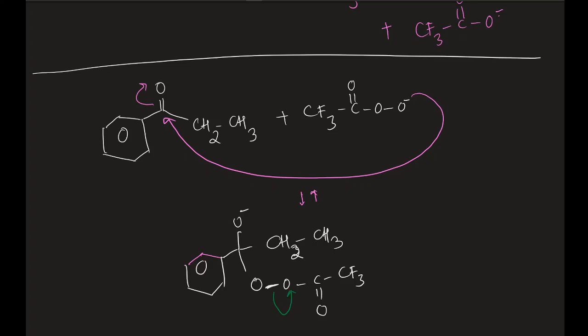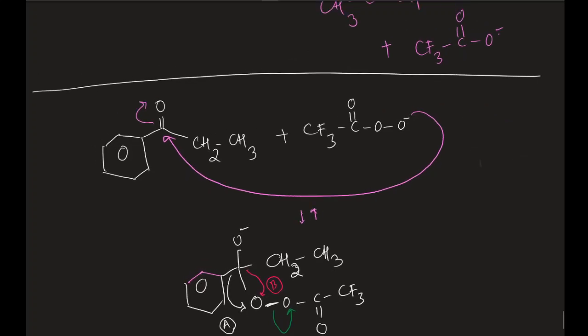We'll break the O-O bond. And then what are we going to be doing? We have two options. Either I will move the phenyl group, that's our option A, phenyl group. And what's the other option? I could move my alkyl group with both the pair of electrons. So which one would be the most likely to happen?